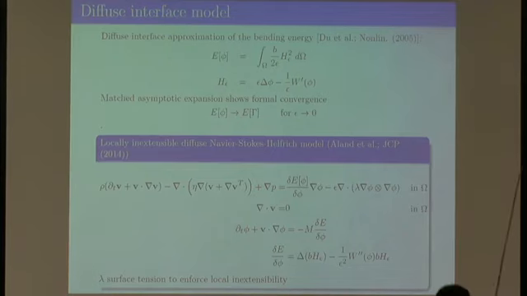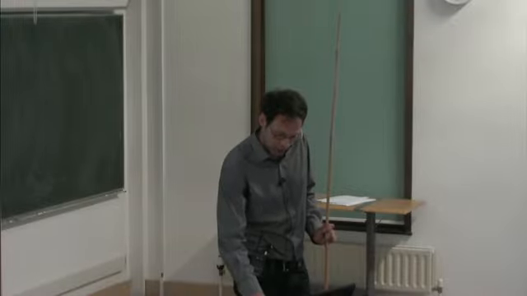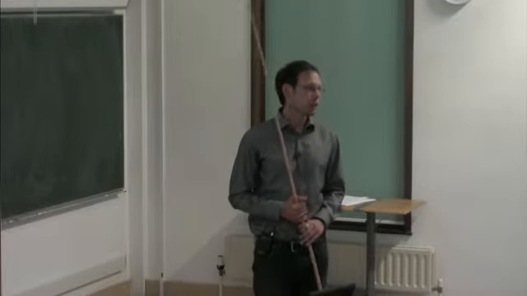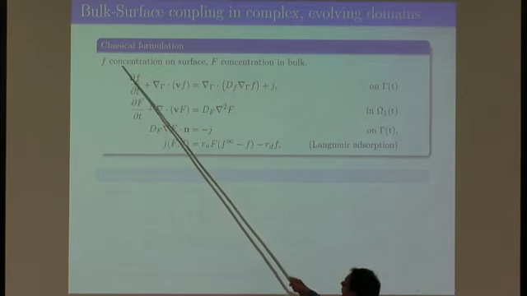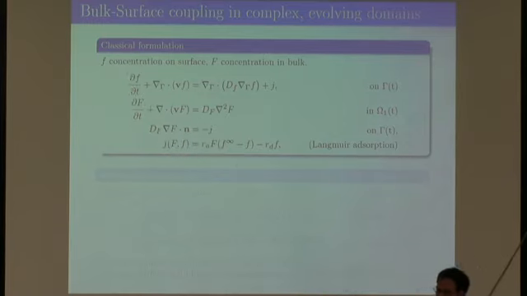Okay, one nice thing about these diffuse interface methods is that it's very easy to couple them to additional equations, for example, in the bulk and on the surface. So imagine you want to describe some molecular species in the bulk, in the cytosol, for example, of the cell, and also on the membrane of the cell. Then you would introduce two different concentrations. So small f here, the concentration of these molecules on the membrane, and capital F, the concentration in the bulk. So, for example, inside of the cell.